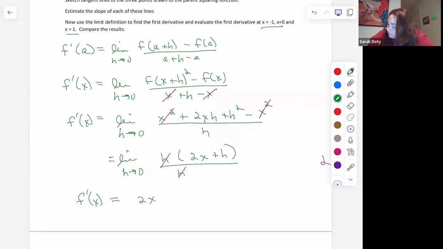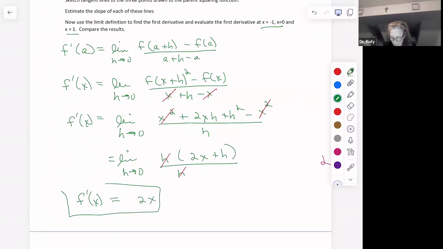But you don't drop the notation limit as h goes to 0 until you're able to cancel the h. Otherwise, you have an undefined term. Isn't that beautiful how it works out?